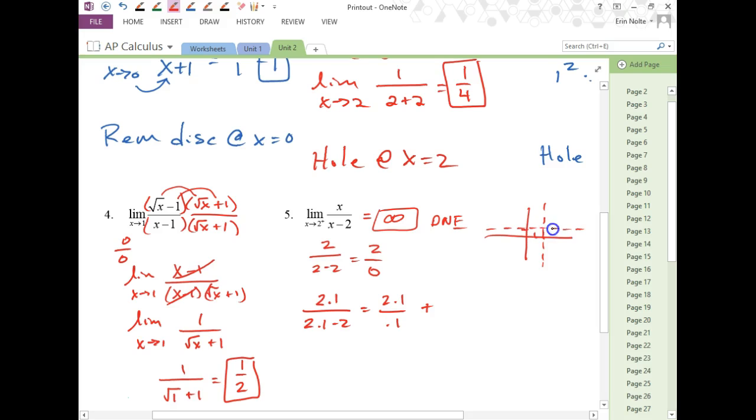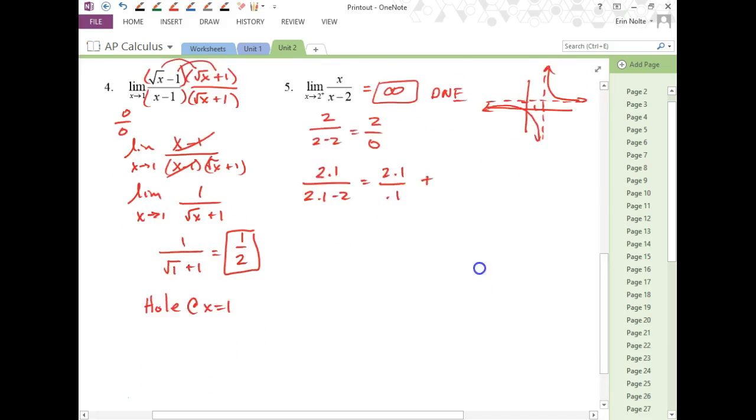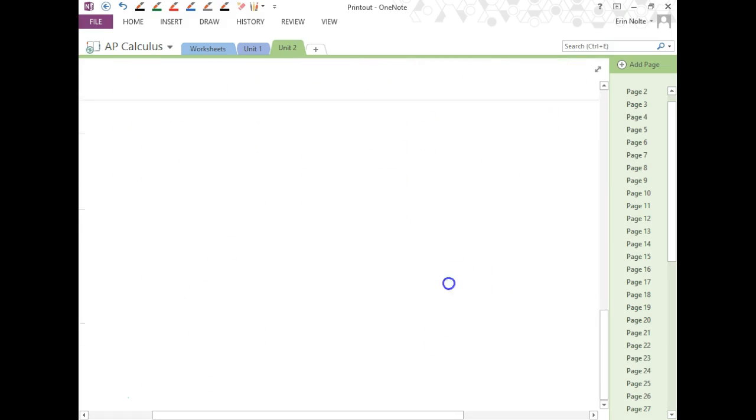Okay, and then you guys remember what it looks like? What's its parent function? Remember the hourglass? Okay, moving on.